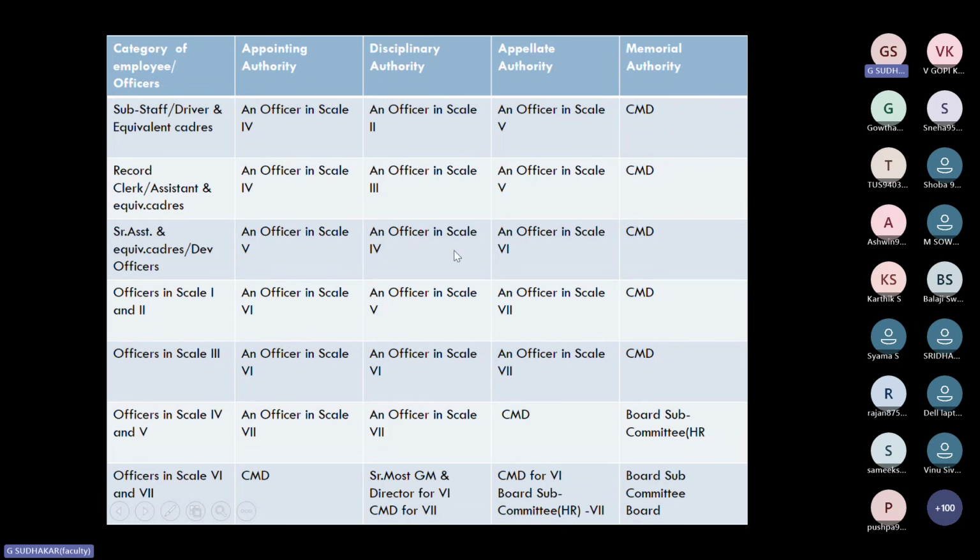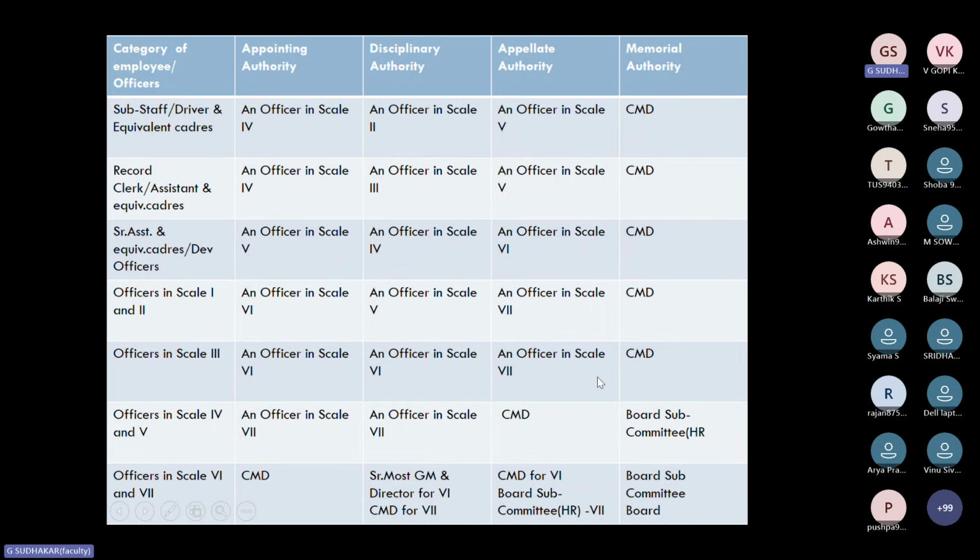You analyze yourself. A lot of questions may come, maybe around 20 to 25 questions you can create from this. But go through silently, compare appointing authority, disciplinary authority. Normally, see here, an officer in scale 4 is appointing authority, scale 6 is appointing authority. So disciplinary authority is scale 6. Here it is scale 7.